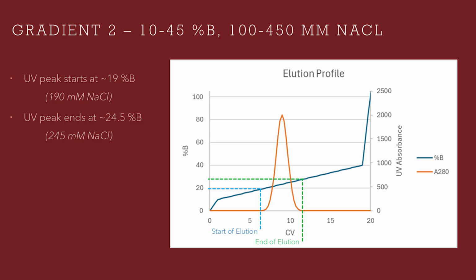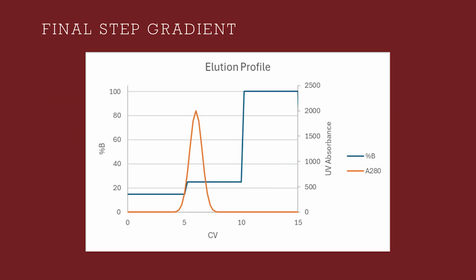That's your step recipe. Load and wash near 150 millimoles per litre. Elute around 250 millimoles per litre. And congratulations! The hard part is basically done.